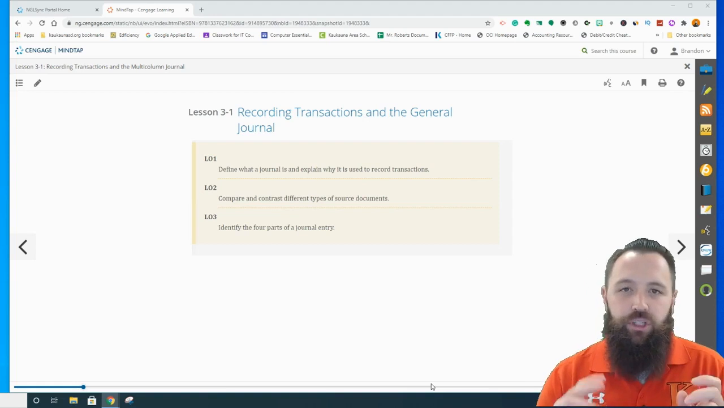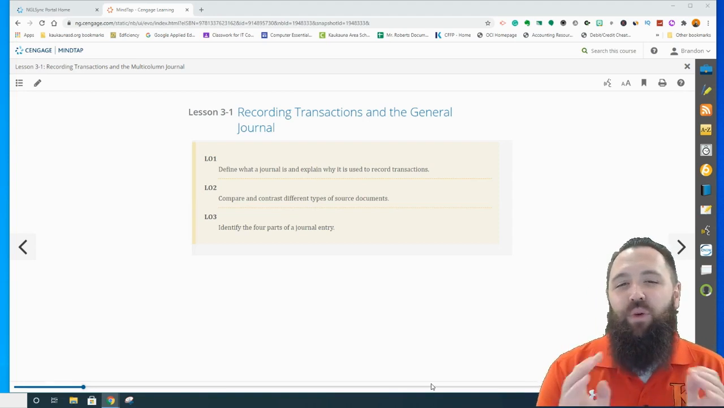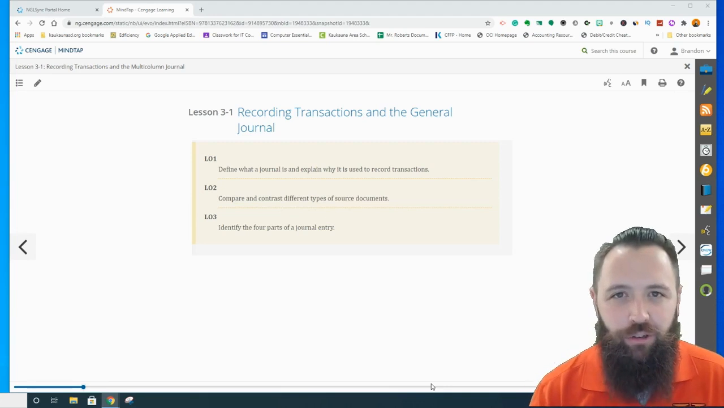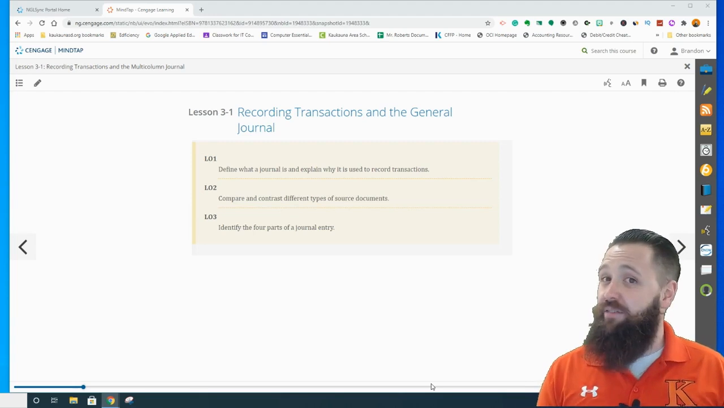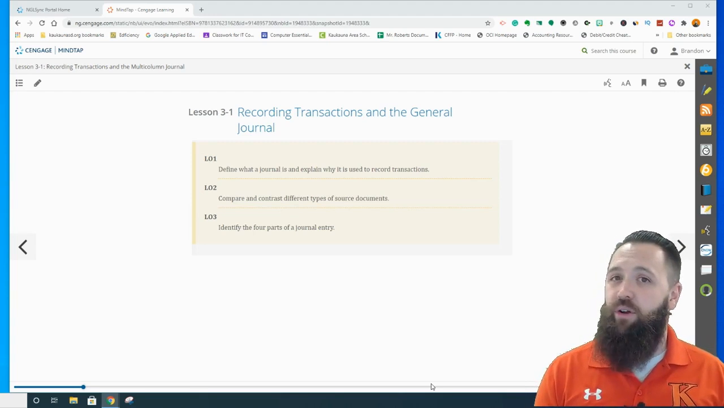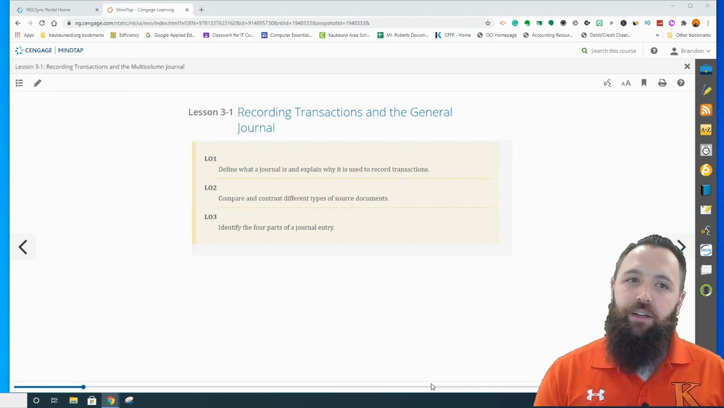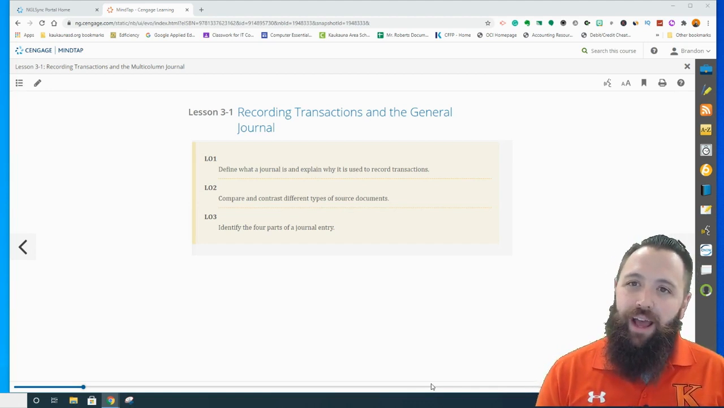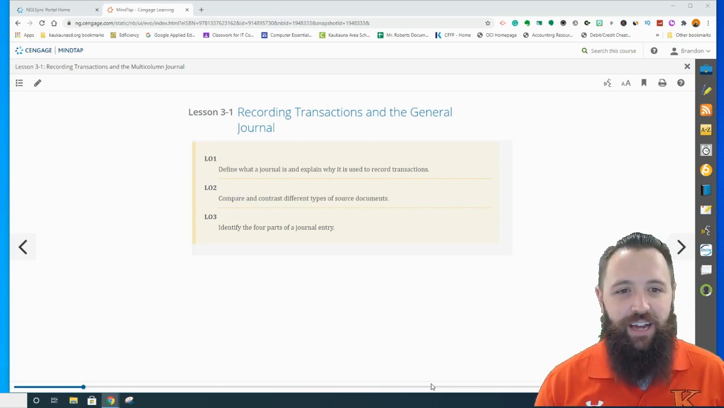Today we're going to go through Chapter 3, Lesson 1, and we are introducing a general journal. So this might be some new stuff. It's a lot of vocabulary to start because we're also going over source documents today. So just sit back for a second, try to absorb all the new vocab and the new way that we're going to record our transactions.